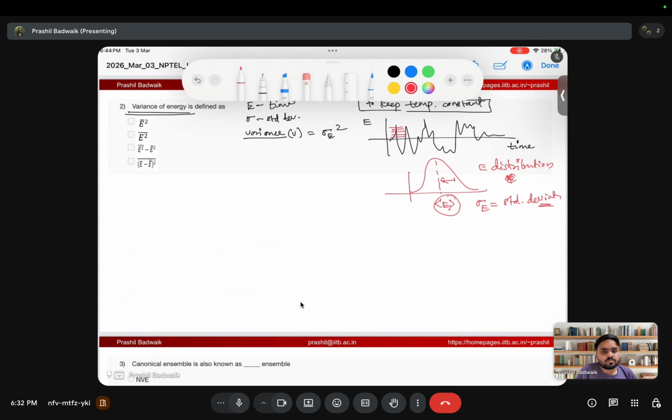Right? That is how we get the standard deviation, which will tell you what is the spread of the curve. Spread of distribution. So we are basically calculating how a value is fluctuating around an average value. So the formula must be how energy is fluctuating around the average value.